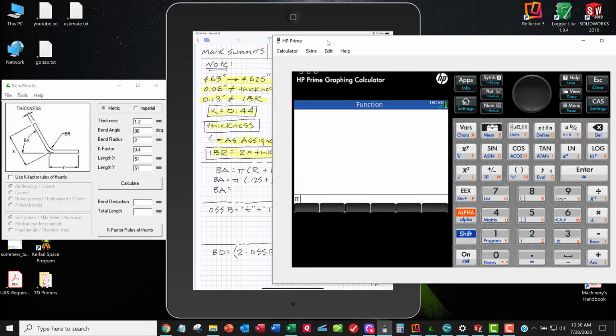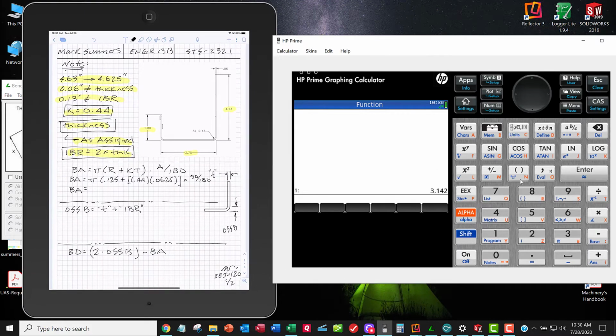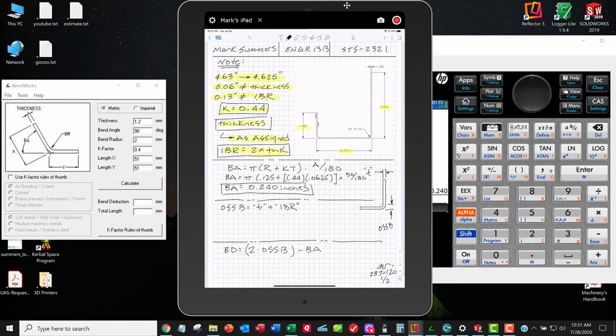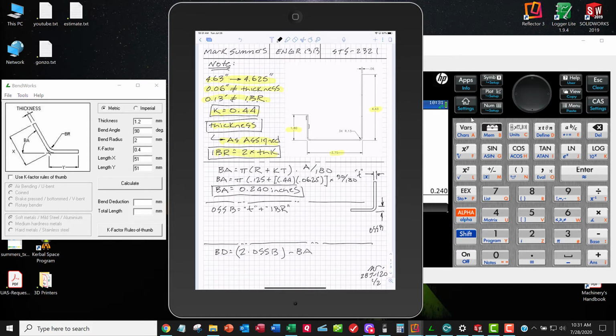So I'll give me a pi. Let's drag this over here. So there's pi, 0.125, 0.44, enter, 0.0625, and that's going to be times, plus, times 90, enter, 180, divide. So if I did my numbers right, I've got 0.240 inches for bend allowance. If you're in the market for an engineering calculator, and you haven't bought a TI calculator, Casio, something like that, make sure you look into these HP Prime calculators. They're really, really nice. All right, so let's highlight this beautiful answer here. So there is answer number one.